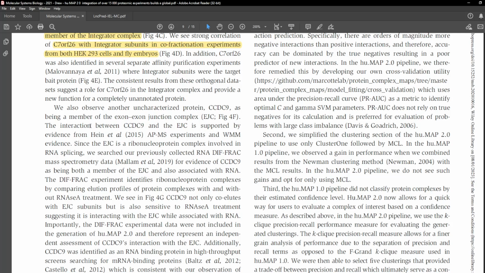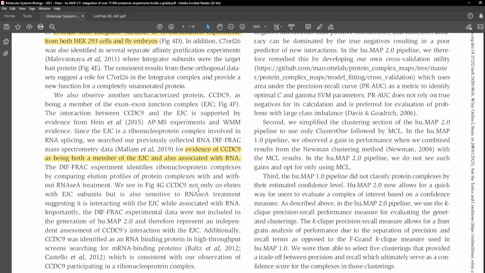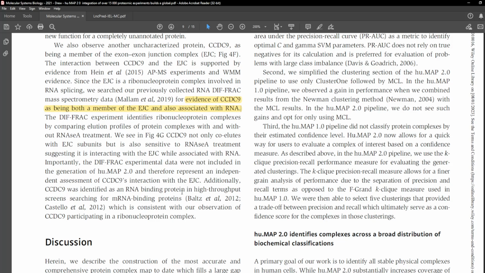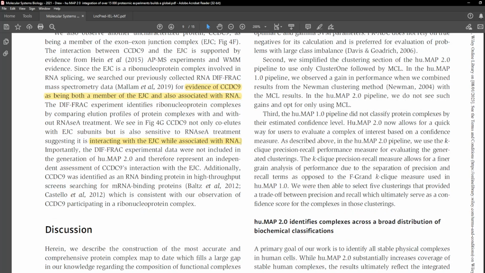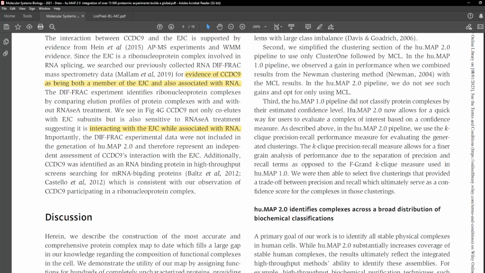with RNA. The DIFFRAC experiment identifies ribonucleoprotein complexes by comparing elution profiles of protein complexes with and without RNase treatment. We see in Fig 4G CCDC9 not only co-elutes with EJC subunits but is also sensitive to RNase treatment, suggesting it is interacting with the EJC while associated with RNA. Importantly, the DIFFRAC experimental data were not included in the generation of hu.MAP 2.0 and therefore represent an independent assessment of CCDC9's interaction with the EJC.